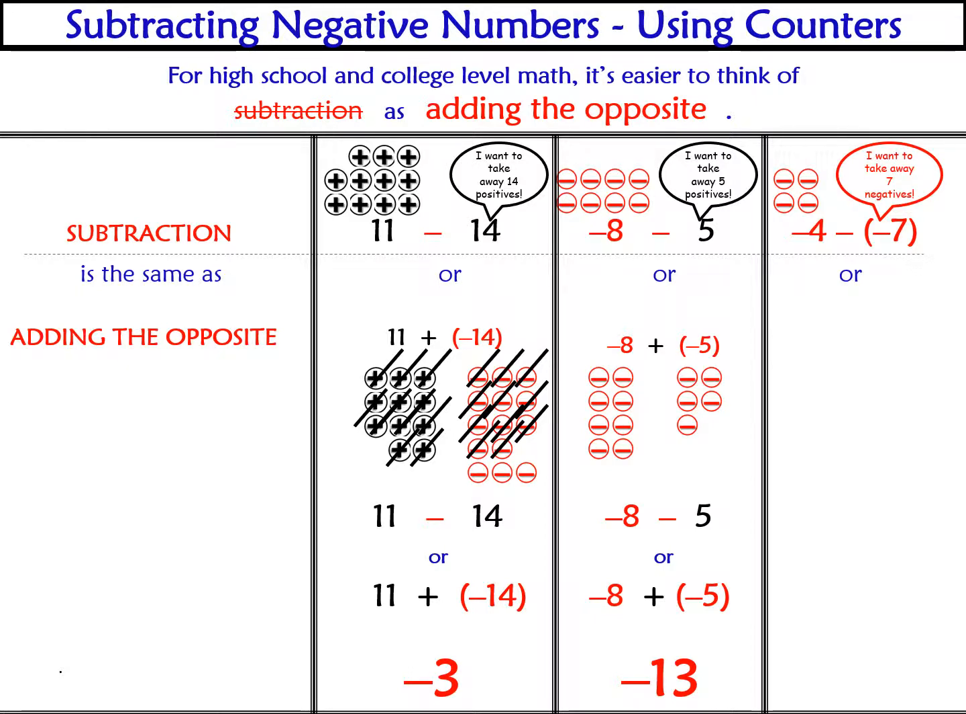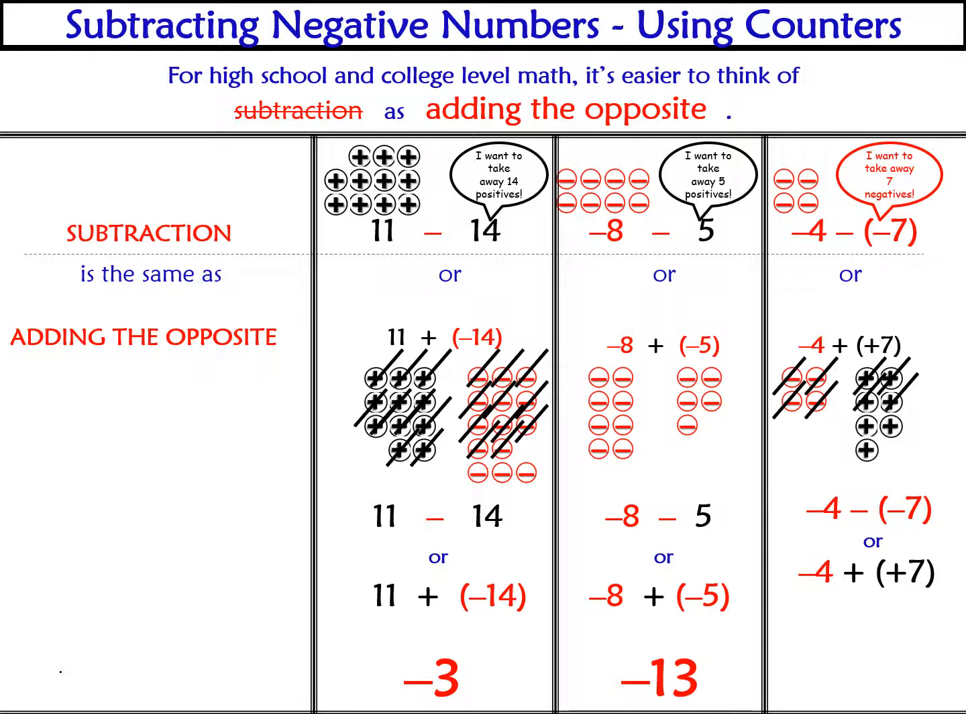And now to convert negative 4 minus a negative 7 to an addition problem, we're going to change it to negative 4 plus a positive 7. Again, we're adding the opposite. So there's our negative 4, there's our positive 7, there's our 0 pairs being canceled. So apparently negative 4 minus a negative 7, or negative 4 plus a positive 7, or negative 4 plus 7 is simply positive 3.